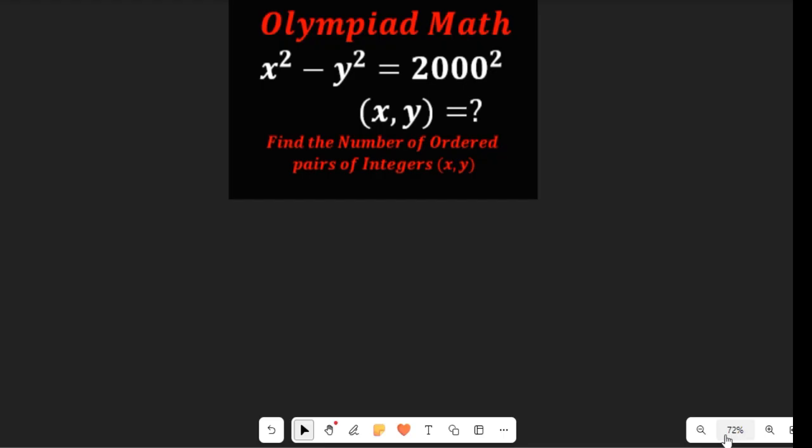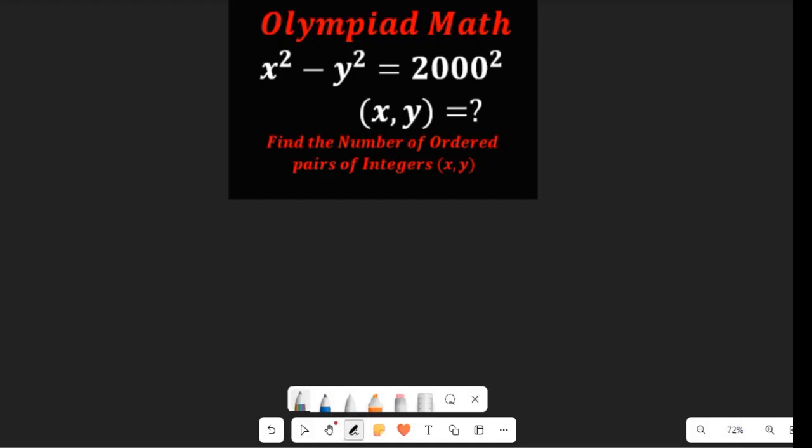To solve this expression, we need to apply an algebraic formula. And once we apply that algebraic formula, we can find the greatest value of x plus y and the smallest value of x minus y, and then we can take off from there. Let's see how we are going to break this into smaller expressions.